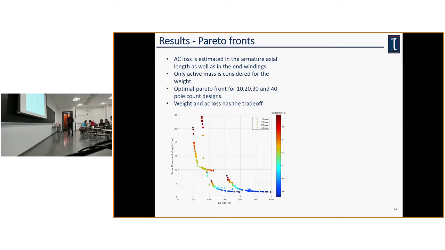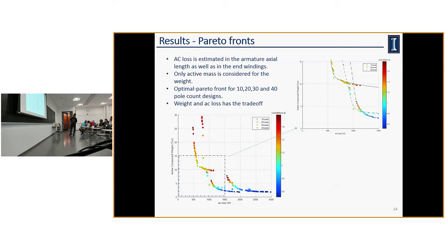So this is the 10-pole design, this is the 20-pole design, and I have a 30-pole design and a 40-pole design. What it is saying is that if we go for a low-pole machine, then the losses are going low, but the weight is going high. But if we go for a high-pole machine, then losses are going high, but weight is going low. Our critical challenge here is to minimize the loss, so we need to go for a low-pole design, even though the weight is very high.